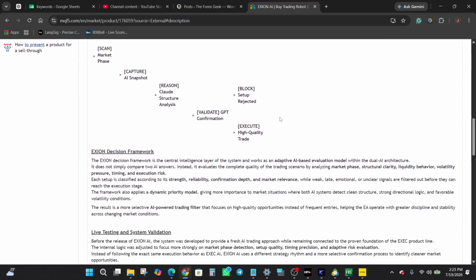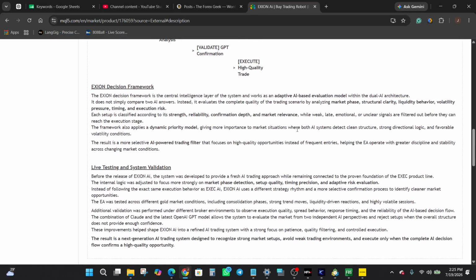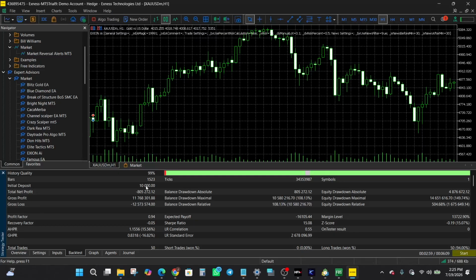Now let us get into the backtest that I ran myself, and this is where I need to be very direct. This test started with an initial deposit of $10,000, and by the end of the test period, the account showed a net loss of over $805,000, a figure that vastly exceeds the starting deposit itself. So now let us break down how this happened, because the scale here is unusual and worth understanding clearly.